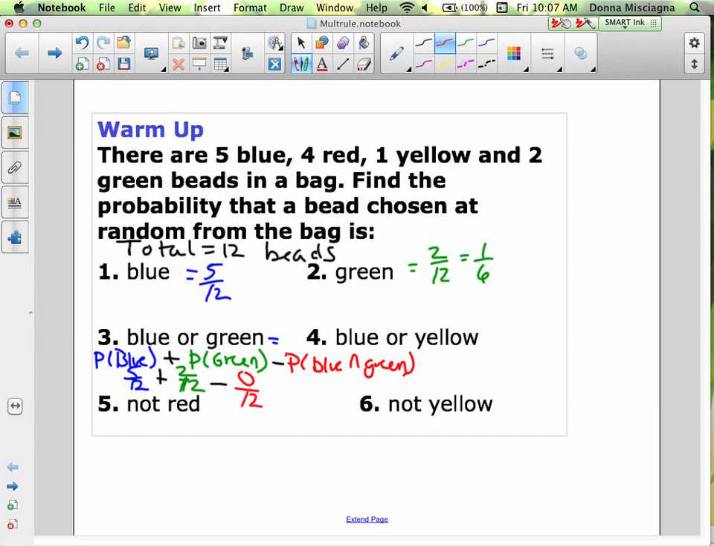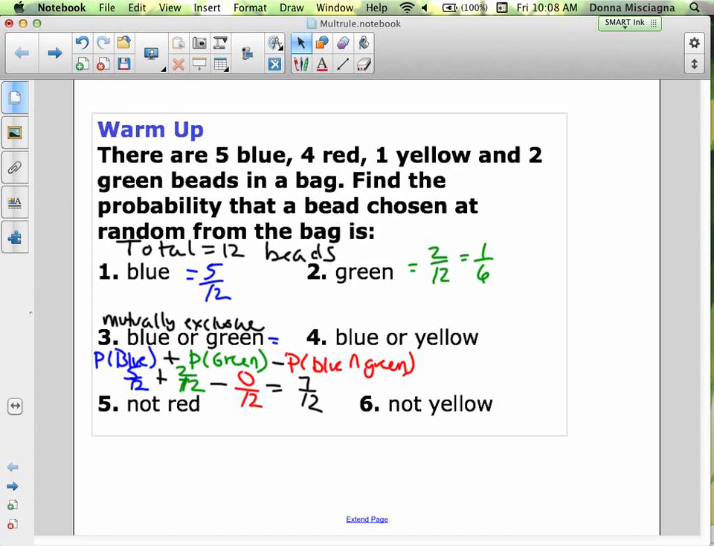All right. So notice there's no intersection between these. It's either blue or it's green. There's no blue and green. So you can't pick a bead and have it be both blue and green. So it's just going to be the sum of these two is going to be our answer because these are mutually exclusive. Right? So when the two events are mutually exclusive, there's nothing to subtract off. There's nothing in the intersection.